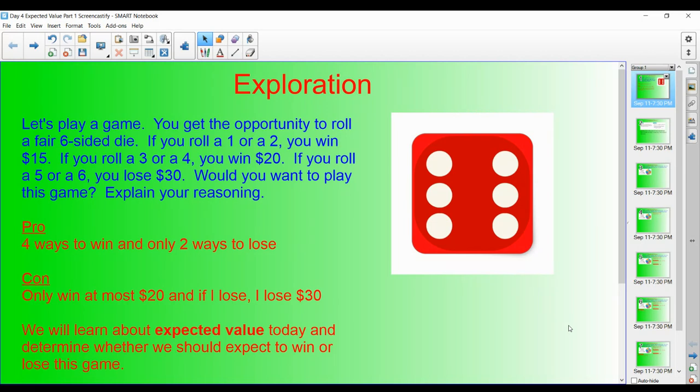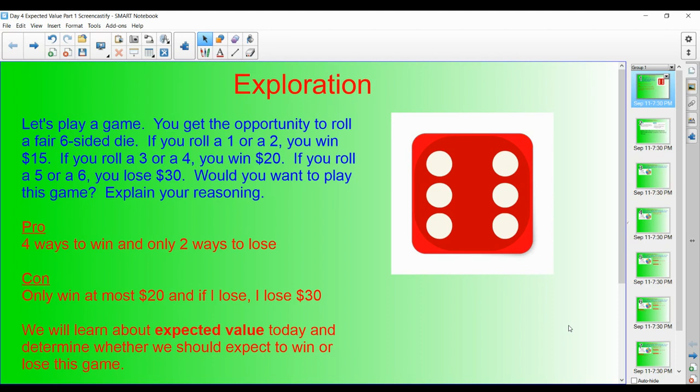So you get the opportunity to roll a fair six-sided die. If you roll a 1 or a 2, you get $15. A 3 or 4, you get $20. And if you roll a 5 or 6, you lose $30. So would we want to play this game? That's the ultimate goal, is to figure that out. Is it a good game or is it a bad game?